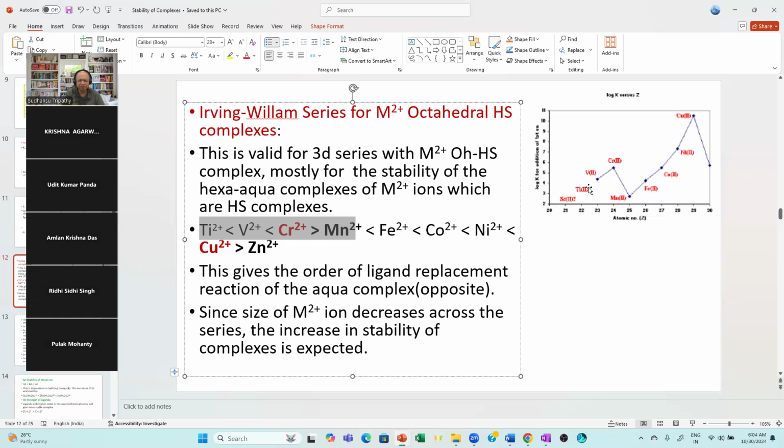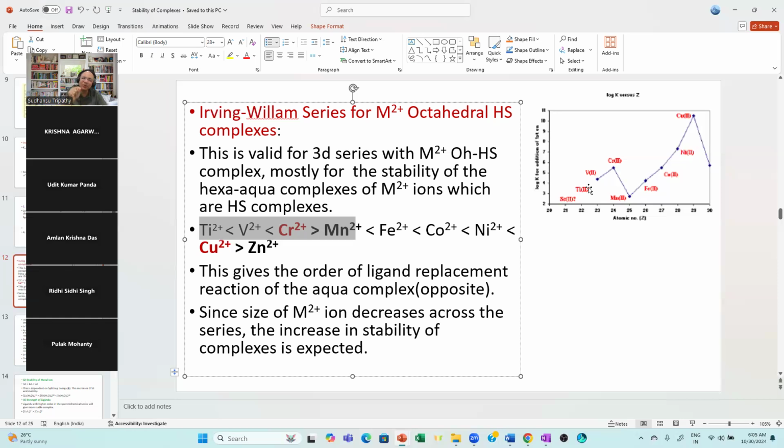Yeah, chromium D3. D3, we are talking of chromium 2 plus. Chromium 2 plus is D4.